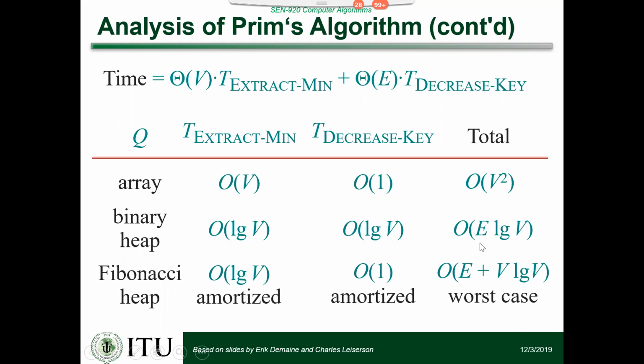Okay. And then the total is V times log V plus E times log V, so it's dominated by E times log V. So this is the total runtime. Now, Fibonacci heap is not something that you have learned.